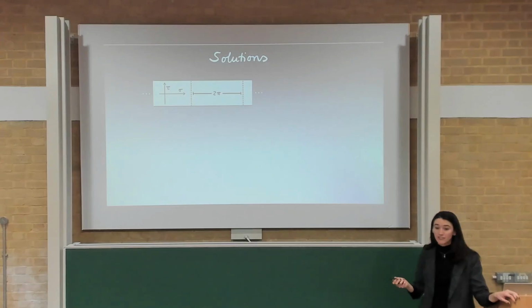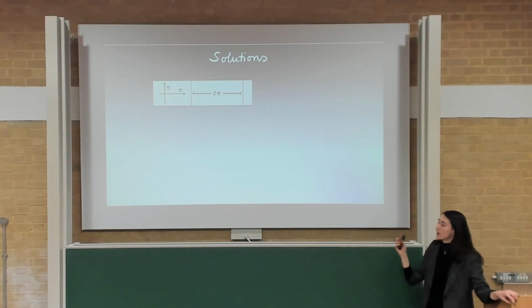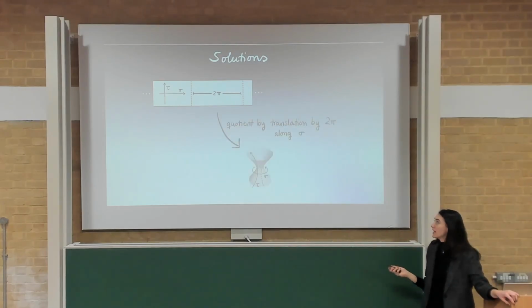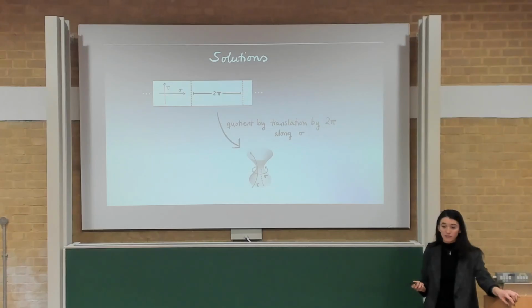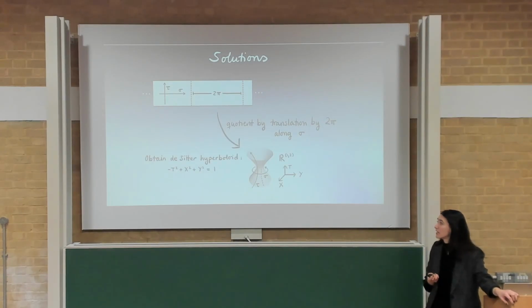For example, here's a familiar solution we can construct in this way. If we quotient by a translation by 2 pi along the sigma direction, we obtain the familiar de Sitter hyperboloid. And this is the only solution that can be embedded in 3D Minkowski space, in the following way, where the metric we wrote earlier is the induced metric on this submanifold of Minkowski. And here's an explicit parametrization of the coordinates.